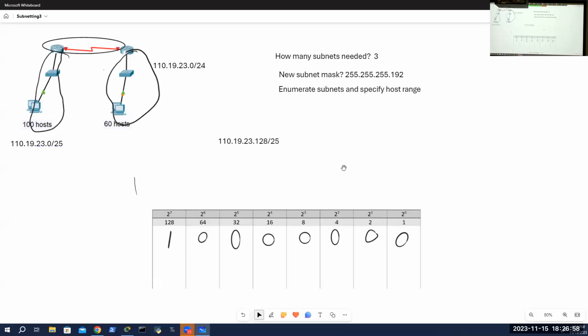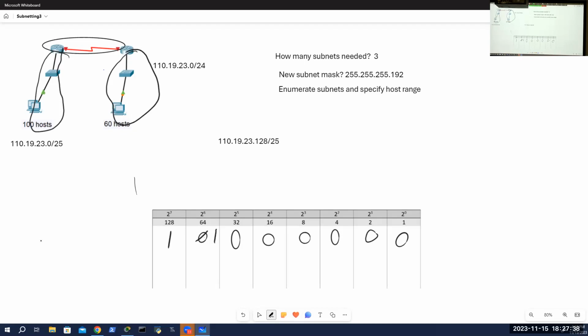This one has 128 addresses, 126 usable. We only need 60 for the next network, and we need a 3rd network. So let's break this up. What can we do? How many bits do we need to reallocate from this to give us 2 networks? Because we need 2 more networks, not just the 1. Yeah, one bit, right?